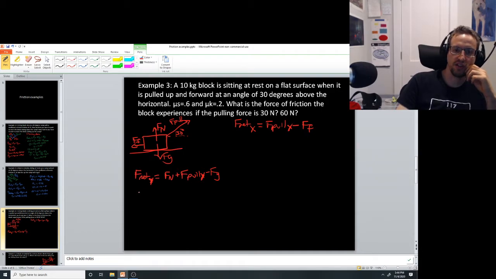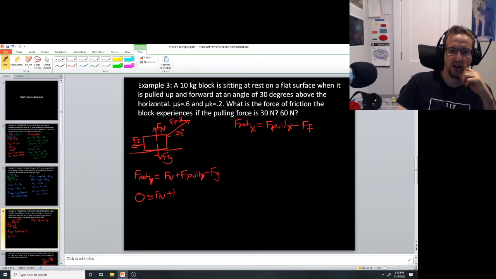So this one was pretty easy. This is still 0, right? We're not getting any vertical motion, or at least we shouldn't be, right? Because how much force would you need to pull this up off the table? 98 newtons, right? At least. That's the vertical force. And we're not pulling anywhere near that hard. So, no worries. This is equal to the normal force, right?